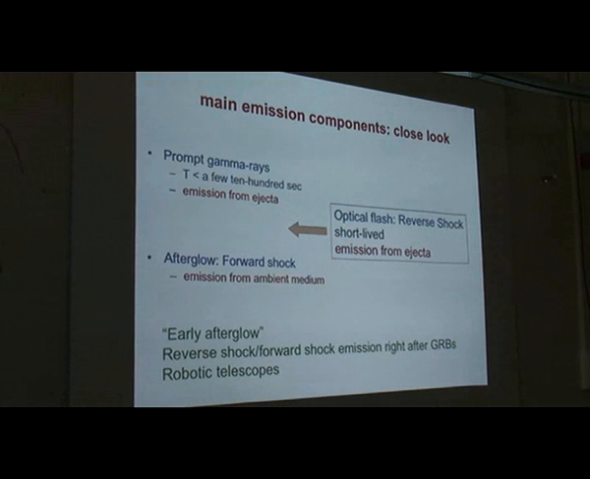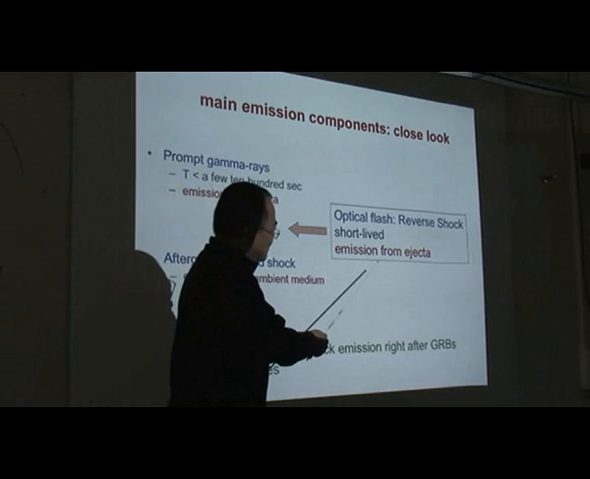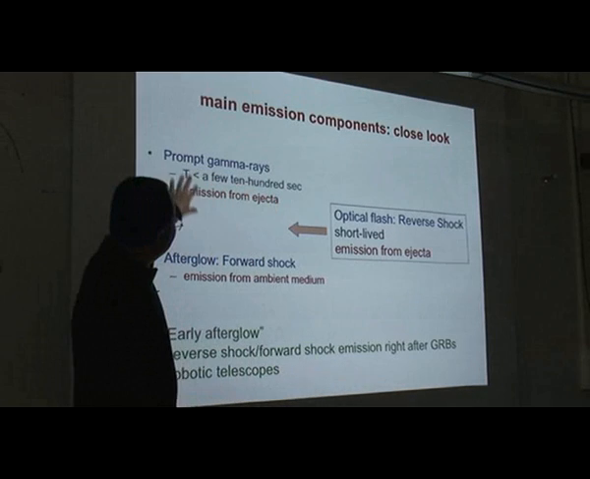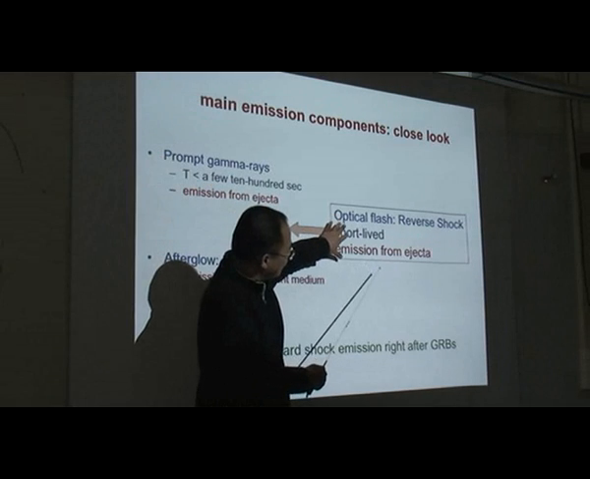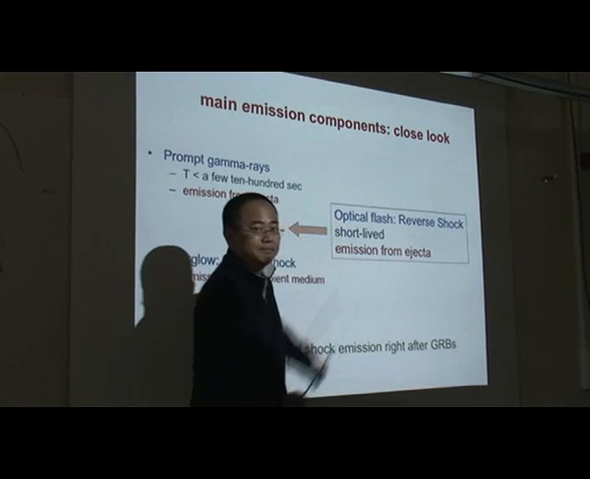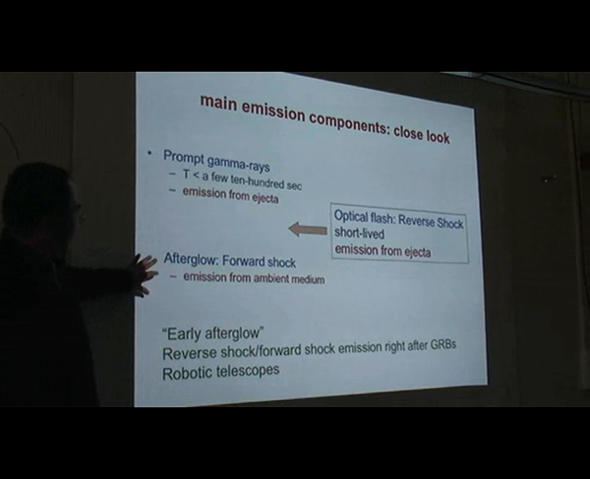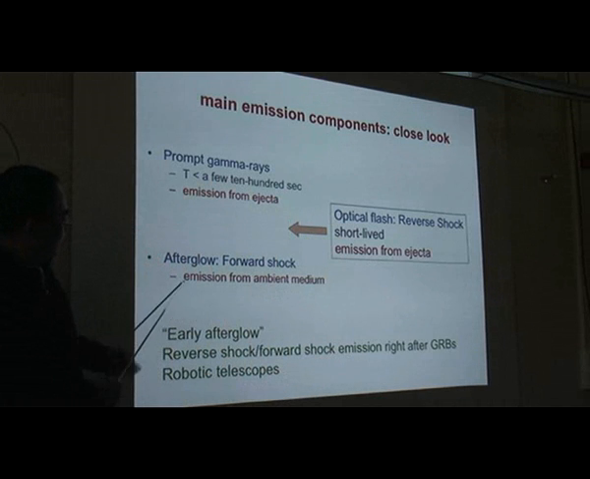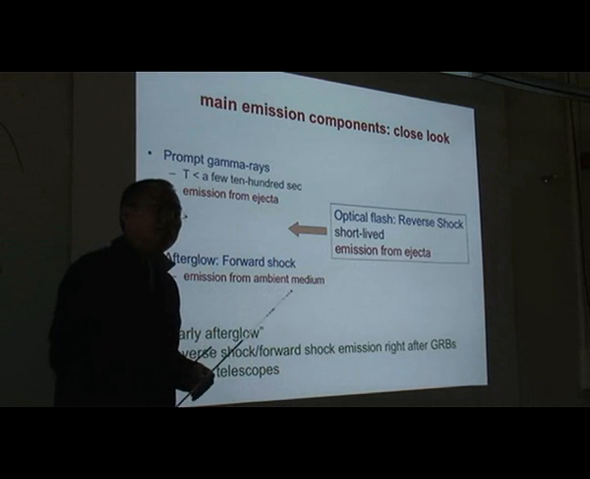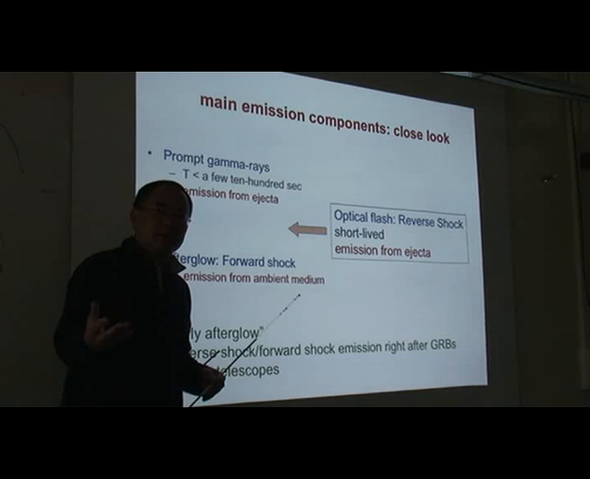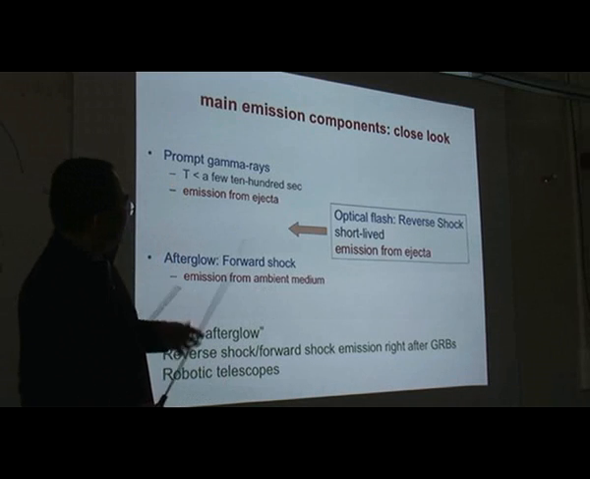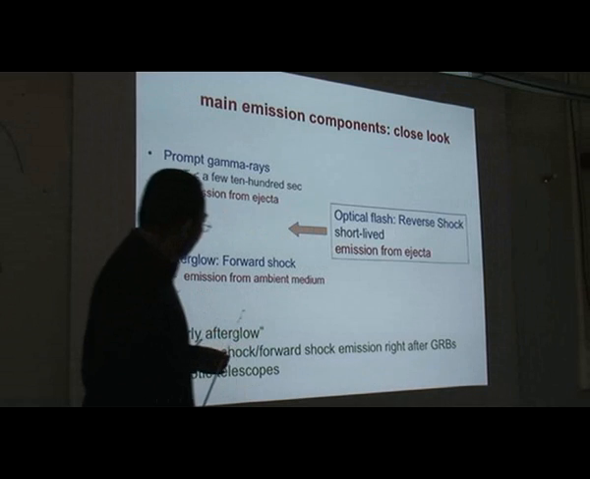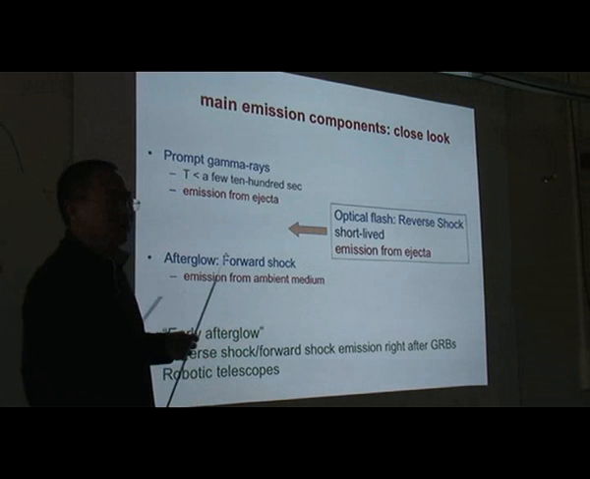As already mentioned, there is another component concerning the emission from the ejecta. The prompt gamma rays and optical flash might come from the original ejecta, and the afterglow is coming from the ambient medium. So if you would like to study the properties of the original ejecta, we need some information from these components. If we observe only the afterglow, it doesn't help much.